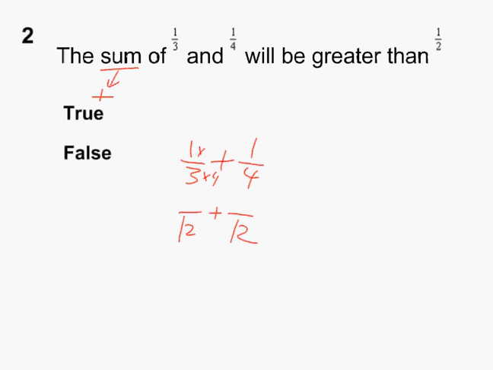1/3 is equivalent to 4/12, that's the same amount. And 1/4 of something is equal to 3/12. So when I put that together, I get 7/12 as my answer. And I know that half would have been 6/12. And since I have 7/12, it's true. The answer is going to be greater than half, because 7/12 is greater than 6/12.